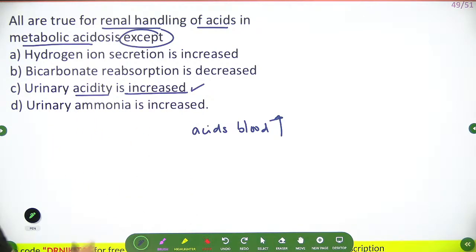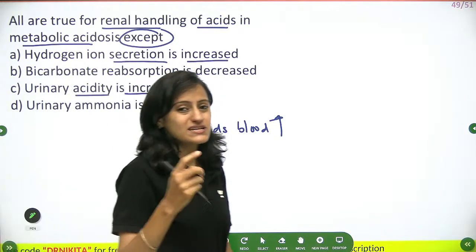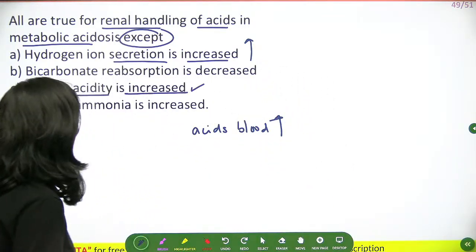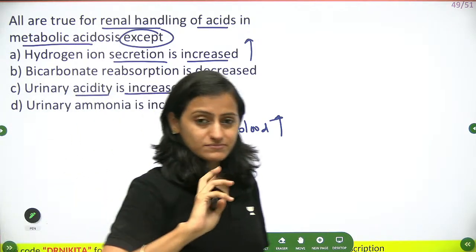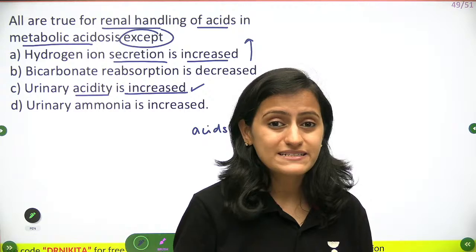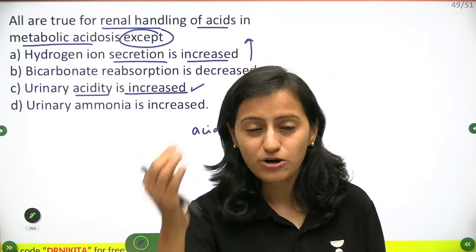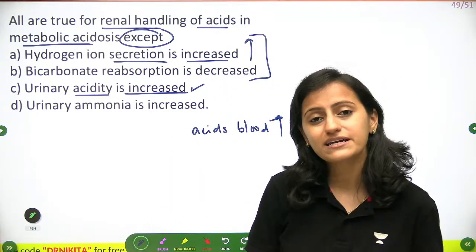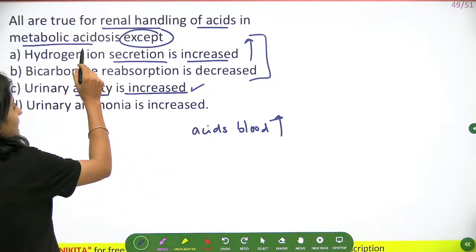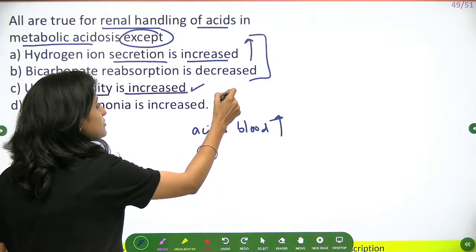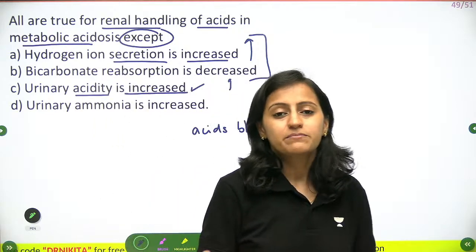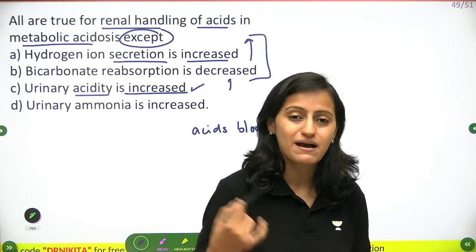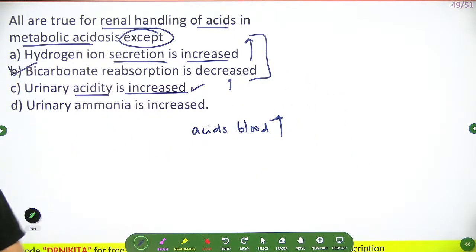This is correct. Hydrogen ion secretion is increased because hydrogen is acid. Hydrogen goes out into the urine. So yes, the secretion is increased. Bicarbonate reabsorption. Remember the first table I had shown you. The compensation, hydrogen excretion and bicarbonate reabsorption, they both go in the same direction. So basically these two are contradictory options. One of them is correct, one is wrong. Hydrogen ion secretion is increased, so bicarbonate reabsorption should also increase. Why? Because bicarbonate is an alkali. So to neutralize the acid, we need to increase the reabsorption, come back in the body, right? So this is your incorrect statement.